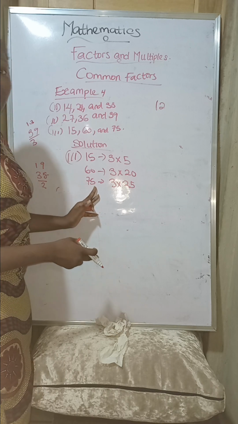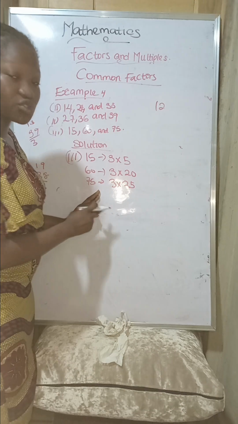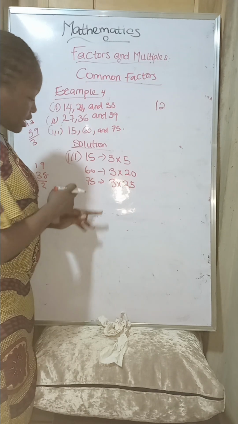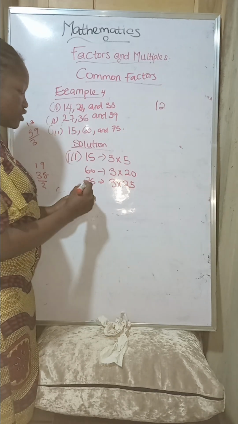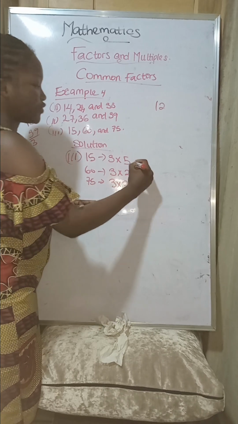This one ends with an odd number. So you know that 2 cannot divide it. So you go to 3 next. And 7 plus 5 is 12. That means it can be divisible by 3. And if you divide it, you get what? 25. So let's simplify again.